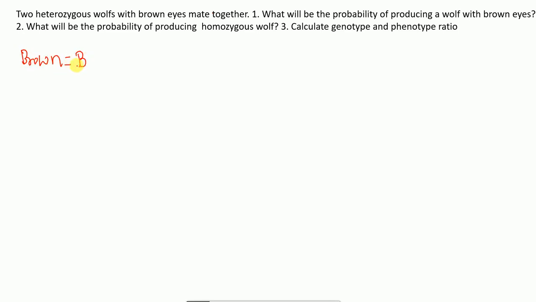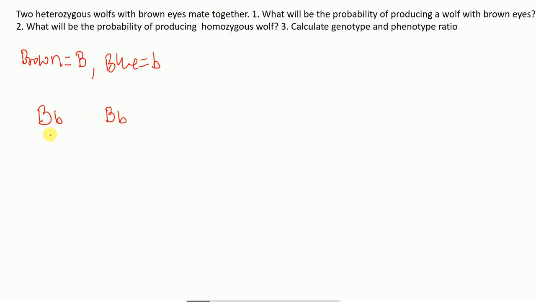This is the dominant character. Here they say heterozygous wolf, and blue will be denoted by small b. But let me first write 2 heterozygous wolves. So we have 2 heterozygous wolves with brown eyes. That means capital B and small b. This is 1 heterozygous wolf, and we have another heterozygous wolf, capital B and small b.